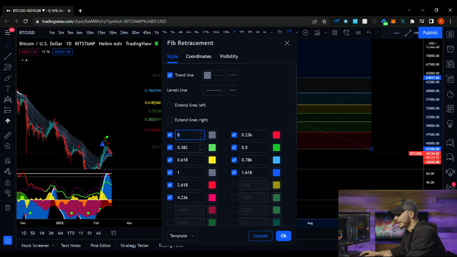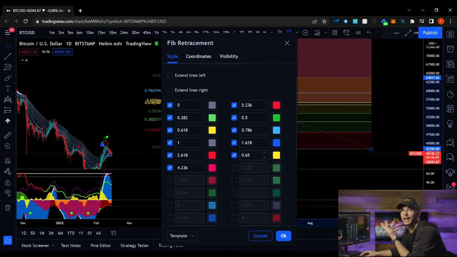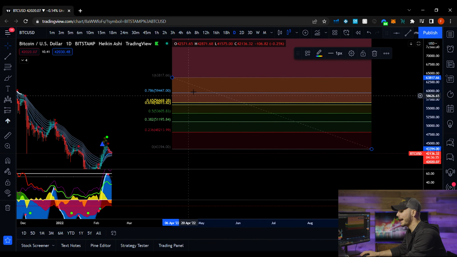Now, you'll notice that there's no 0.65 level here. If you come down to one of these grayed out boxes, you should see a different level, right? It might say 1.27 or 2.2. I check it off so it adds it to my Fib retracement tool, and you just wanna click here and you wanna type in, I already have it, but it won't be there for you. You just wanna type in 0.65, and then you wanna go ahead and click OK, and it will add it to your tool right here.